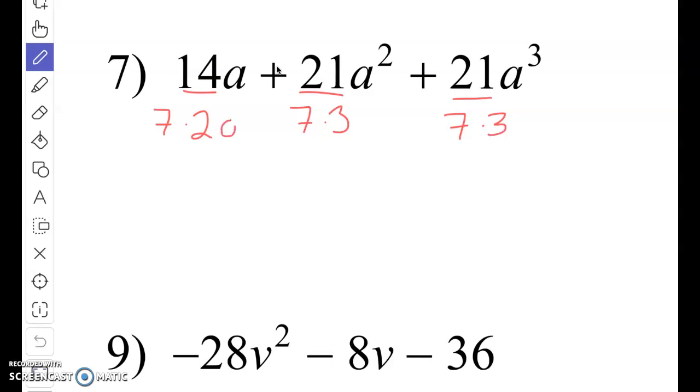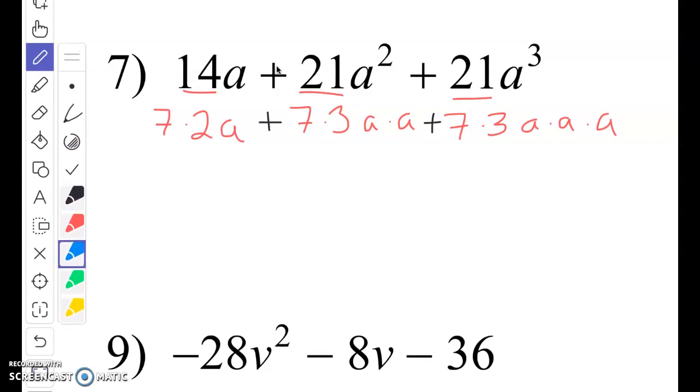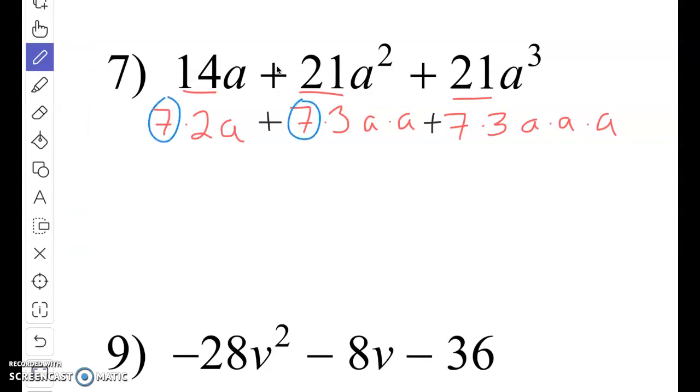This one has an A. This one you could write as A times A, because that would be A squared. And this one you could write as A times A times A. And I'll put the plus signs in between here to separate them. So we're going to look at what they all three have in common. So they all have to share it. All three parts have a 7. They all have an A, one of them. But I think that's it. So the only thing I can pull out of here is a 7A.